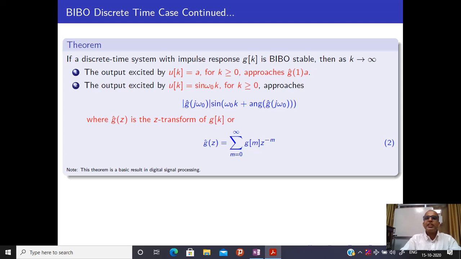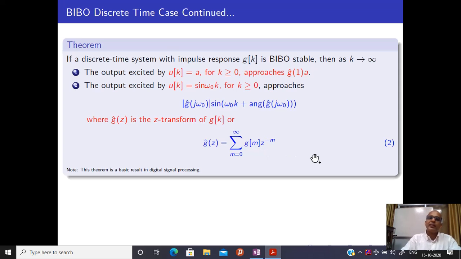So if the system is bounded input bounded output stable, just like the continuous time LTI system, in the discrete case also we get the same kind of behavior. It means that if I apply a constant step input u[k], then finally, as k tends towards infinity, that is in the steady state, the value is going to approach G cap 1 multiplied by a, where a is the step, whatever step signal I am going to give to the system. And what is G cap? G cap is the z transform of this impulse response sequence.